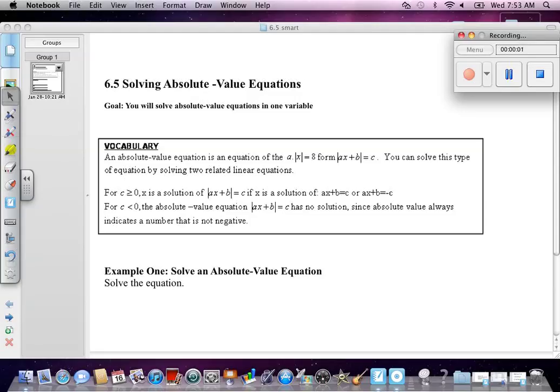All right, ladies and gentlemen, today we're talking about absolute value. Does anybody remember what absolute value is? Okay, absolute value looks like two lines. So if I said the absolute value of -2, what's the absolute value of -2? Anybody remember? Positive 2.